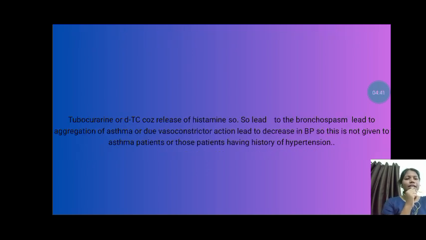Tubocurarine or d-tubocurarine causes release of histamine, leading to bronchospasm, which aggravates asthma, and due to its vasodilation action leads to a decrease in blood pressure. So these are generally not prescribed to patients who have a history of asthma or hypertension.